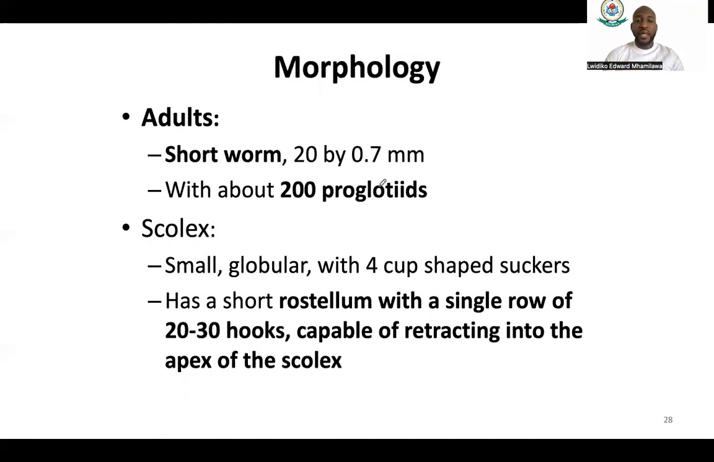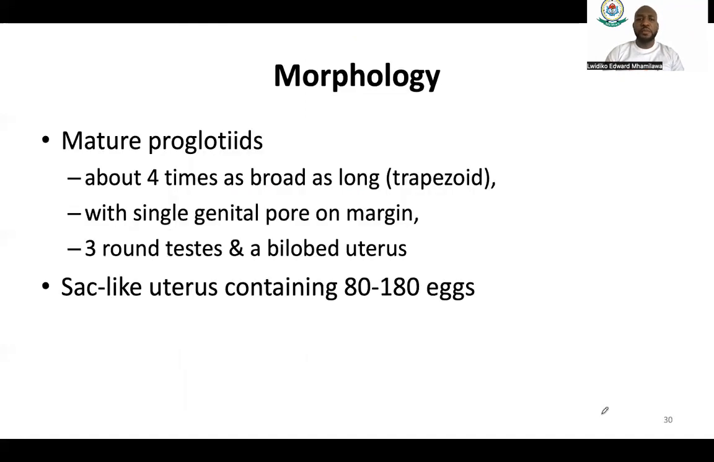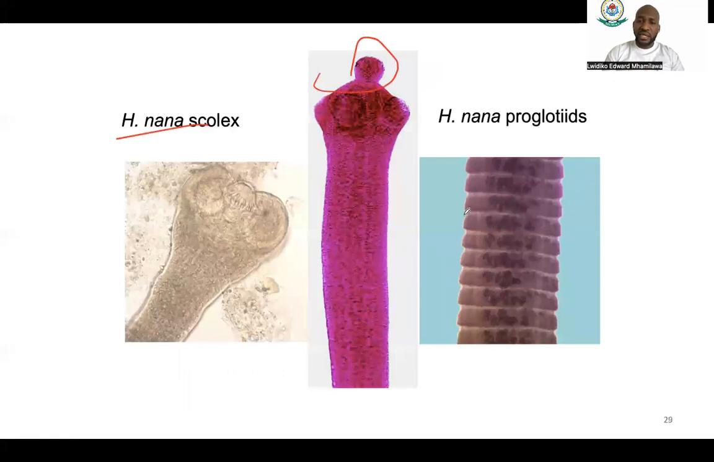You're going to see an image shortly. It has a short rostellum with a single row of 20 to 30 hooks, capable of retracting themselves into the apex of the scolex, just like how you see here. So this is the Hymenolepis nana scolex, and you could see this is the stage where it has retracted the scolex inside, and then this is where it has protracted itself outside. And these are the proglottids. They're about 4 to 5 times as broad as long, so the proglottids are short in length, but wide.